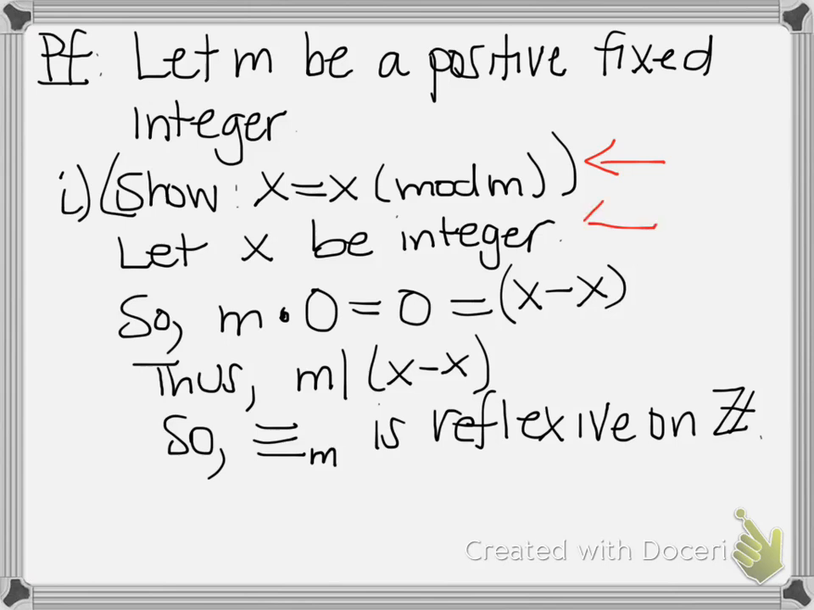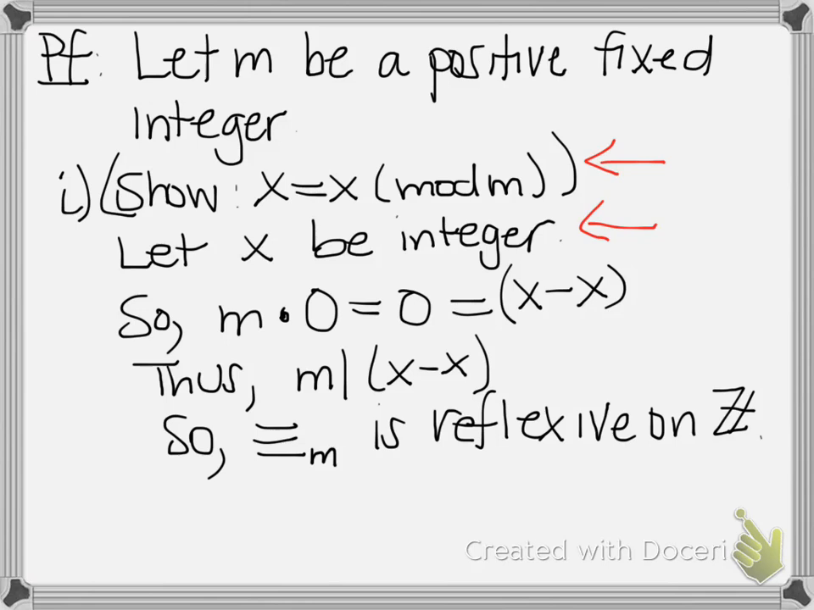Well, first, let x be an integer. Okay, so that's what we say first. In your show part, I simplified, I didn't extend it out, but hopefully you extended it out or thought about what that meant. So x ≡ x mod m means m divides x − x. So if you can show that m divides x − x, then you've shown that x ≡ x mod m.